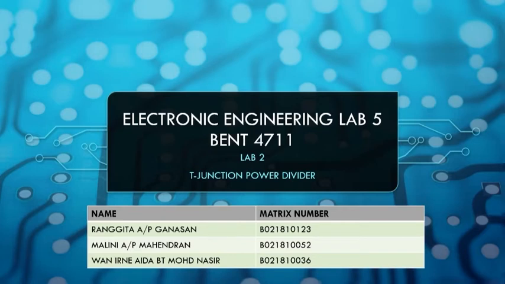In our case, the T-junction power divider is a simple 3-port network that can be implemented in any kind of transmission medium such as microstrip line, strip line, coplanar, waveguide and etc.